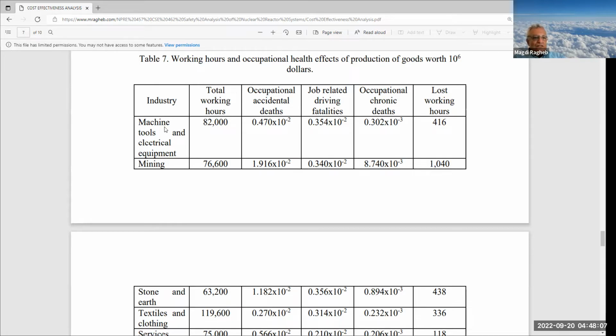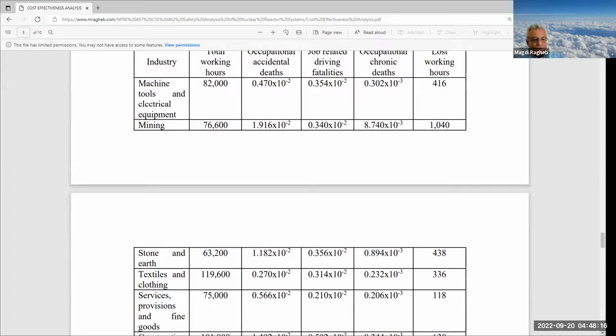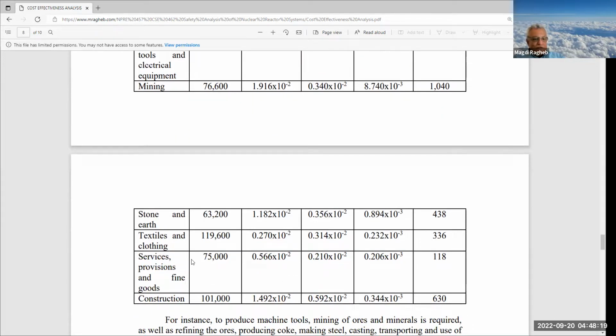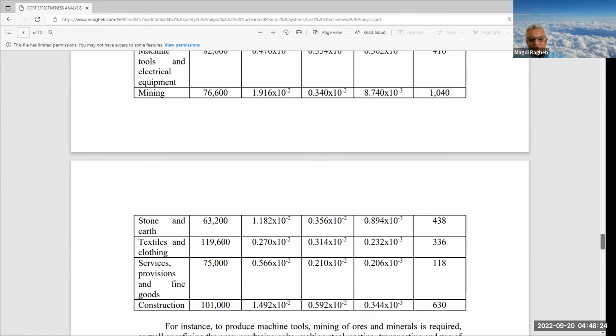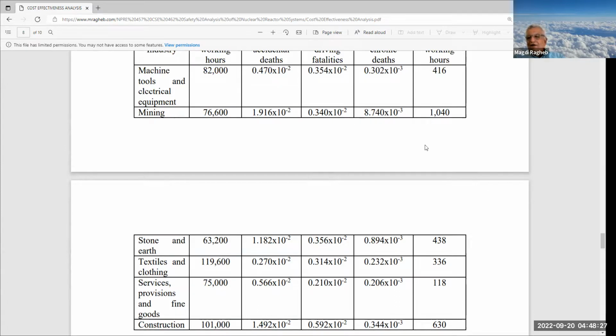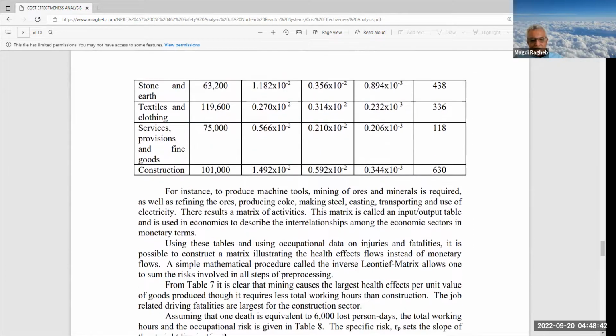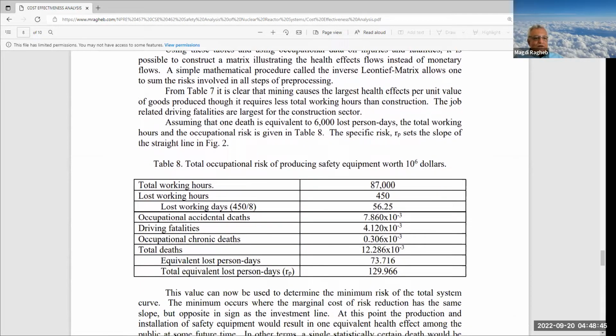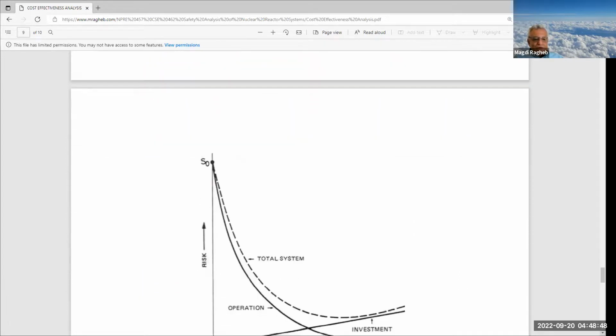So if you consider the machine tools and electrical equipment, you find that the lost working hours is 416, mining is 1,040, stone and earth also in the construction business, textile business, service provisions, construction, 630. So you could see here which one of those businesses is the riskiest in terms of total working hours lost. Definitely mining is a very dangerous business, in terms of the risk that the miners face in the mining process. I've dealt with that table already, but then I showed you the detail.